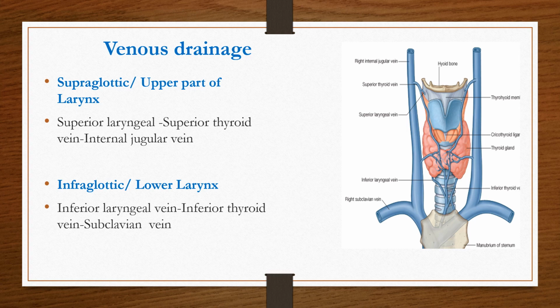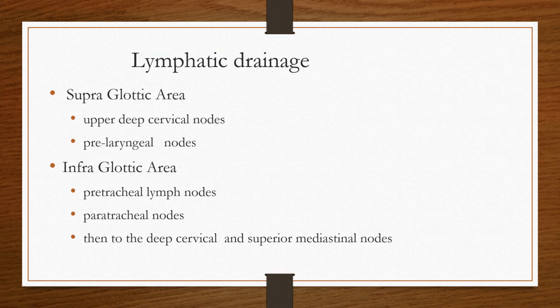The venous drainage: above the vocal folds it goes to the internal jugular vein, whereas below it will go into the subclavian vein. The lymphatic drainage we have already seen.